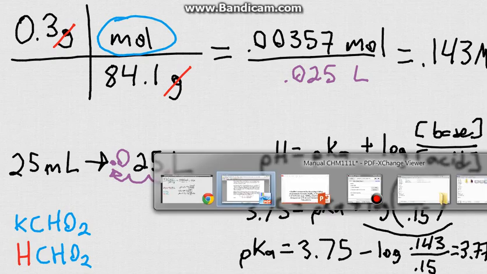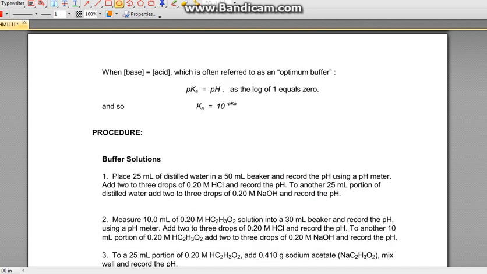So, if we go into our lab manual, I believe there should be a... Yep, there we go. How to find our Ka equation. And all of these equations will be in the back of your practical. So don't feel like you have to memorize these equations. As long as you know how to use them and understand them, you should be in good shape.